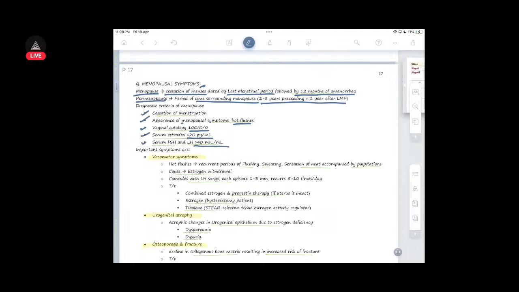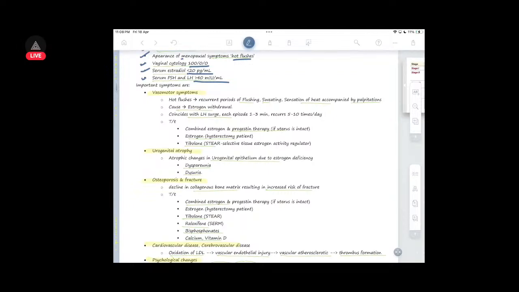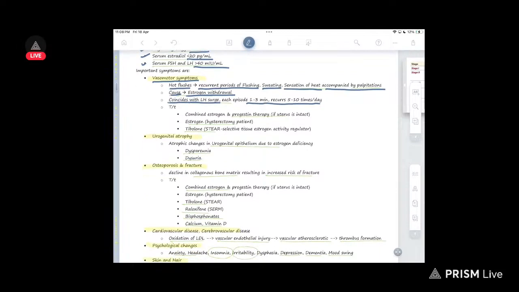serum FSH and LH will be very increased. So hot flushes, first of all, important symptoms are, first you have vasomotor symptoms, which is hot flushes. There will be recurrent periods of flushing, sweating, sensation of heat accompanied by palpitations. It will be caused due to estrogen withdrawal, coincides with LH surge. Each episode 1 to 3 minutes, recurs 5 to 10 times in a day.